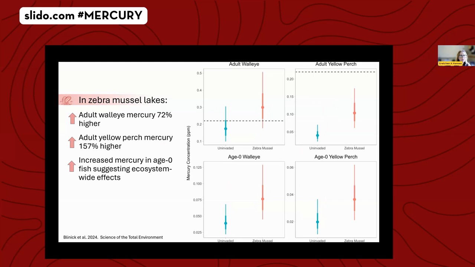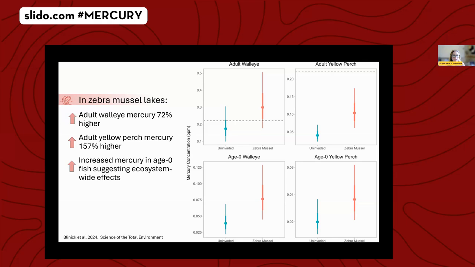And we observed higher mercury concentrations across species and across life stages in zebra mussel lakes compared to uninvaded lakes. So adult walleye had 72% higher mercury concentrations on average. Adult yellow perch had 157% higher mercury concentrations in zebra mussel lakes. And then we also observed some increases in mercury in those age 0 fish, those really young fish, which really pointed towards ecosystem-wide effects affecting mercury cycling in these places.